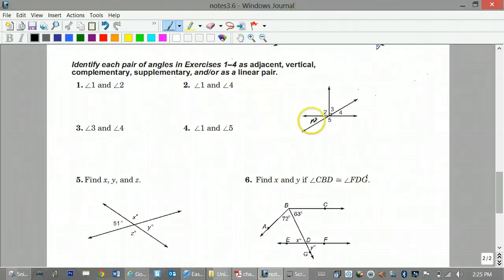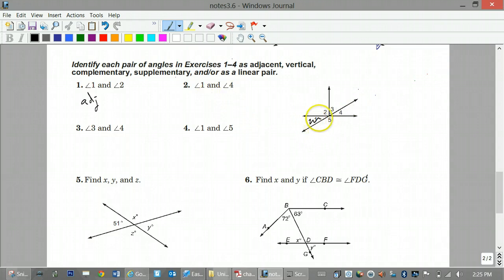So 1 and 2, measure of angle 1 and 2. Are those adjacent angles, 1 and 2 in the picture? Those are adjacent. Are they vertical angles? No, they're not across from each other. Are they complementary? No, because 2 is actually a 90-degree angle, because this guy's 90, so this has to be 90. But anyways, they're only adjacent out of this stuff.